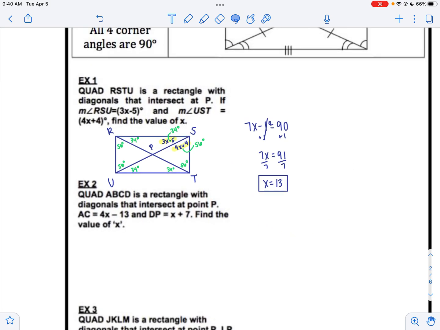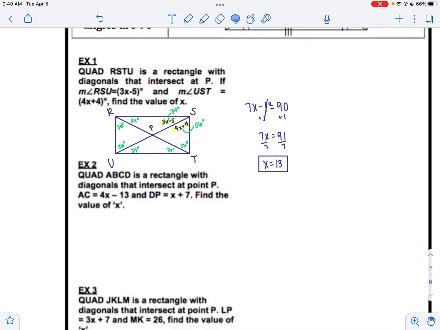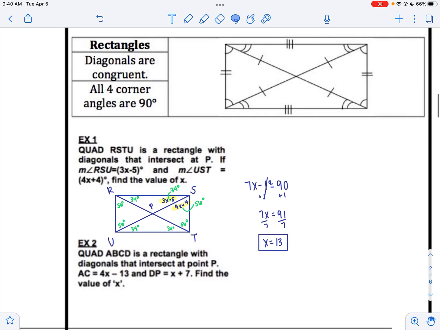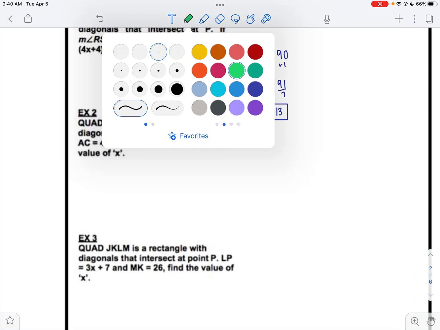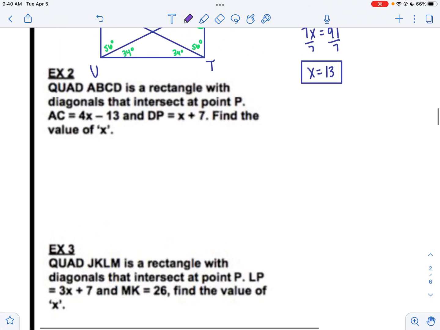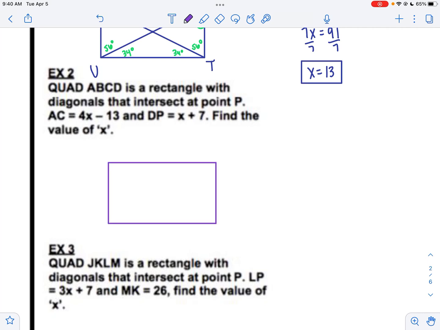Remember that you'll have all of the rules, so you don't have to stress out about which rule is which. You'll have a list of those rules. You'll have that paper. So I have quadrilateral ABCD is a rectangle with diagonals once again at point P. So remember that we start in the top left and work our way around. So this would be A, B, C, D. And I have two diagonals that intersect at point P.